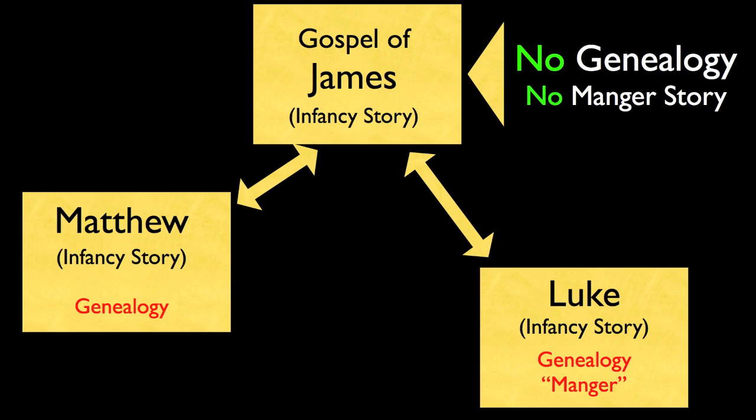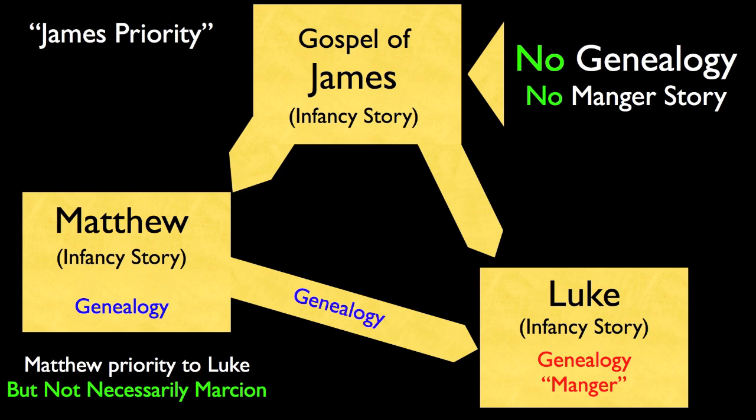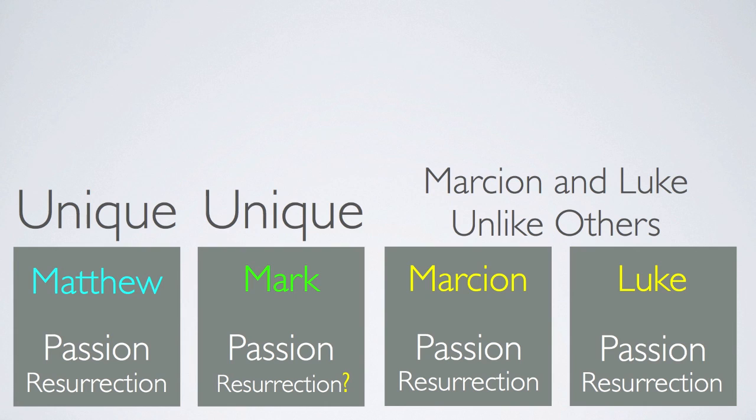The most likely explanation is that James has priority over Luke and Matthew, and that Matthew was the first to introduce a genealogy, but that's still not quite clear. Taking a very similar approach and applying it to the Passion narrative, we find that there are all kinds of inconsistencies between the four Gospels. This is generally problematic, and no one seems to have a good answer for the inconsistencies.